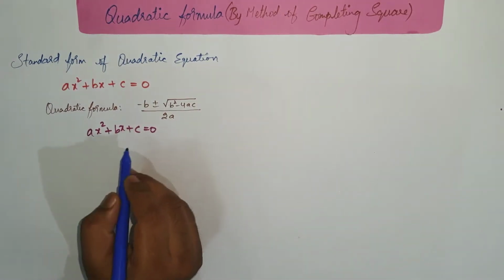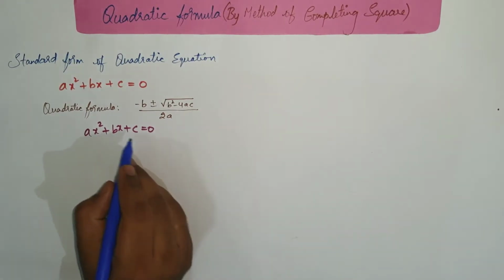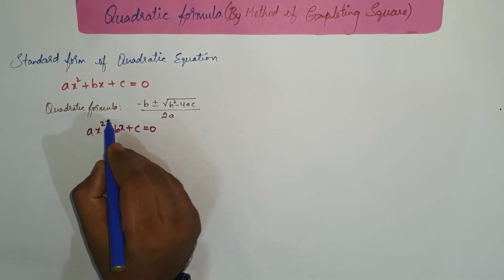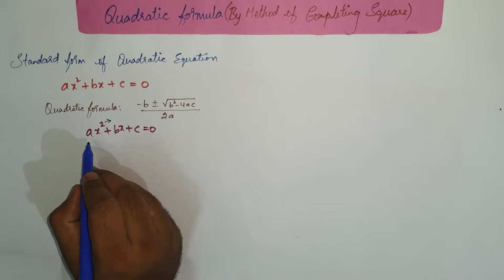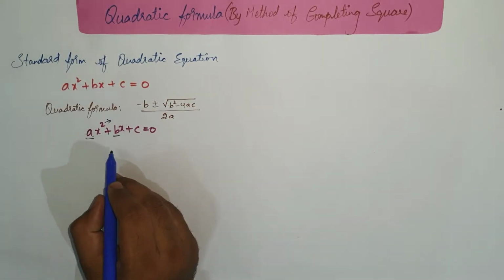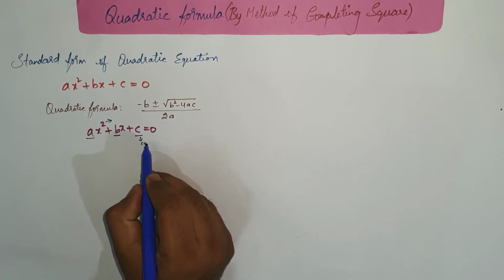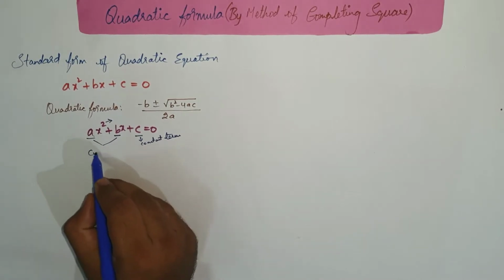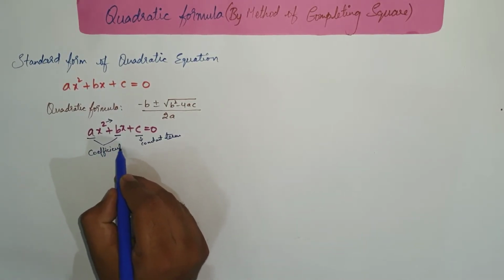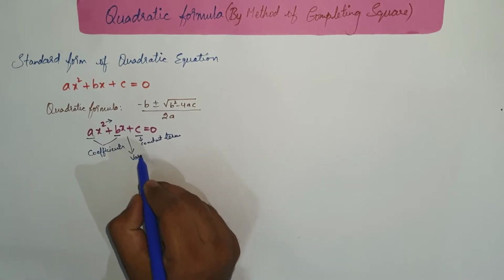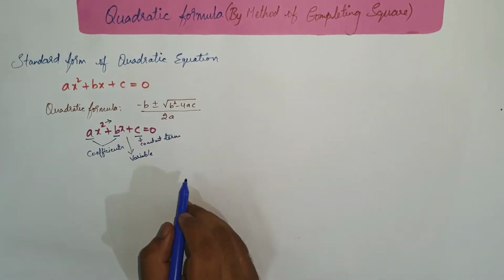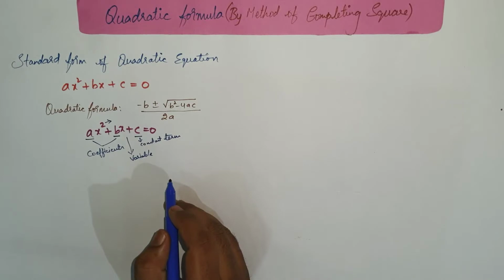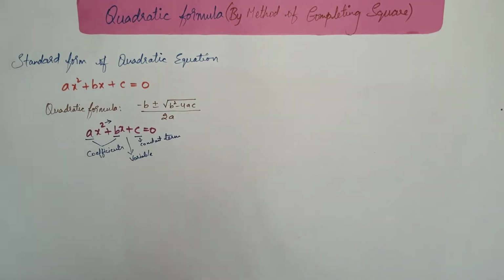So I have written a quadratic equation over here, ax square plus bx plus c equal to 0. In this, the highest power is 2, so it is a quadratic equation. a and b are coefficients, c is a constant term, and x is a variable. So for this quadratic equation, using the method of completing square, we will be generating the quadratic formula.